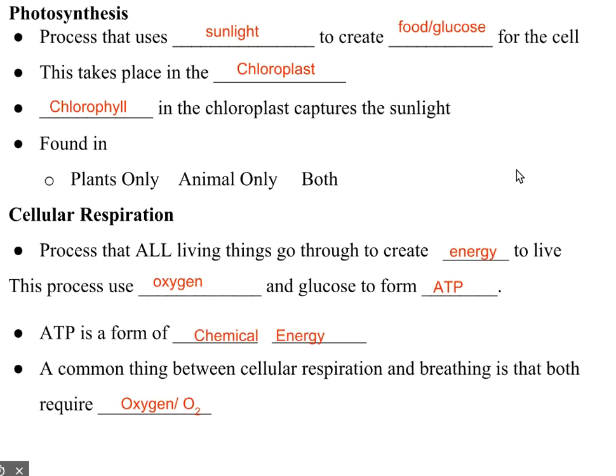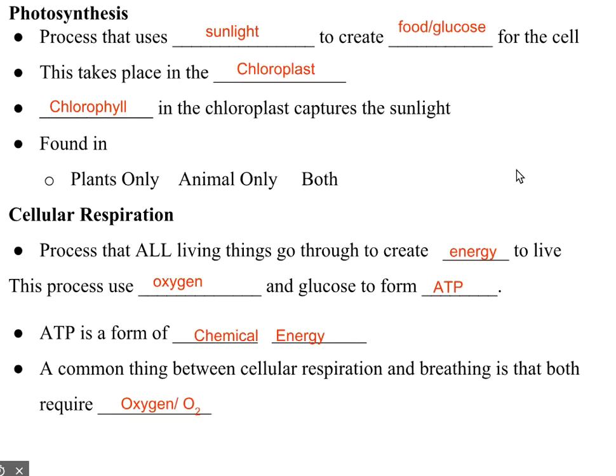A common thing between cellular respiration and breathing is that both require oxygen. So when I breathe in O2, which is oxygen, cellular respiration's process also requires that O2. So when we're breathing, we're actually providing oxygen for our cells so that they can combine with the glucose in our mitochondria and turn that into the energy our cell needs.